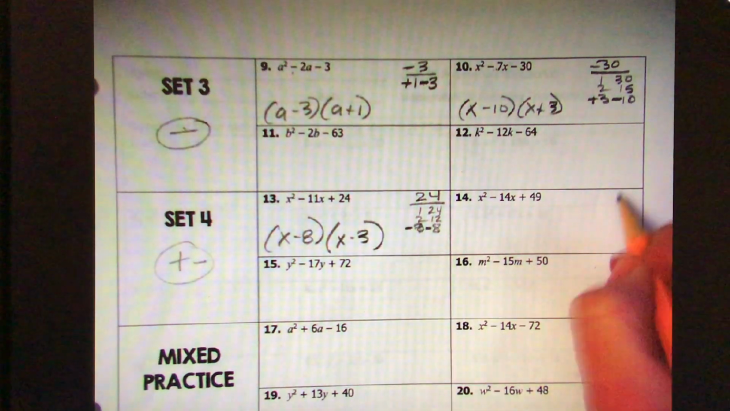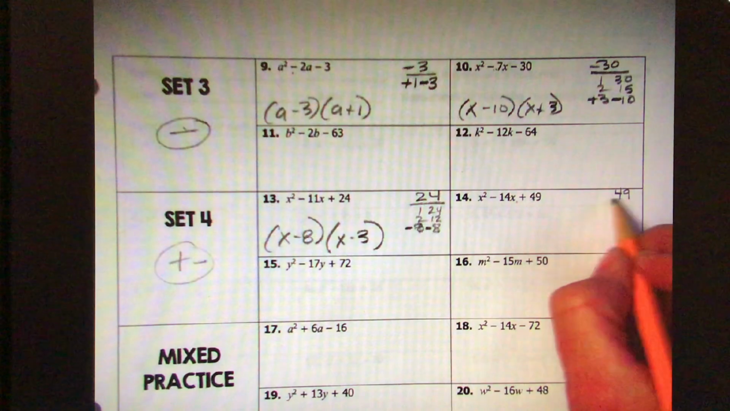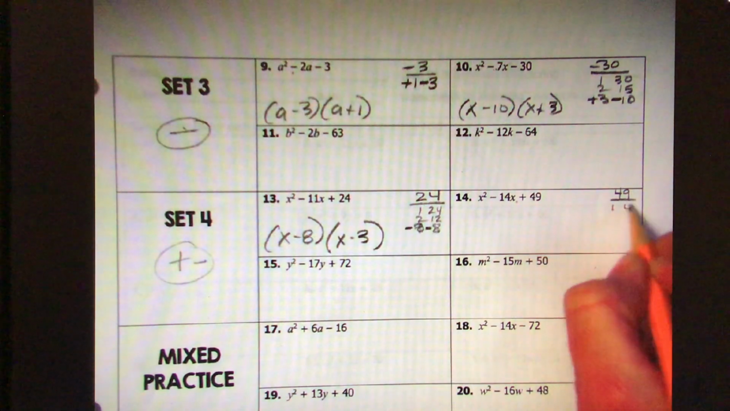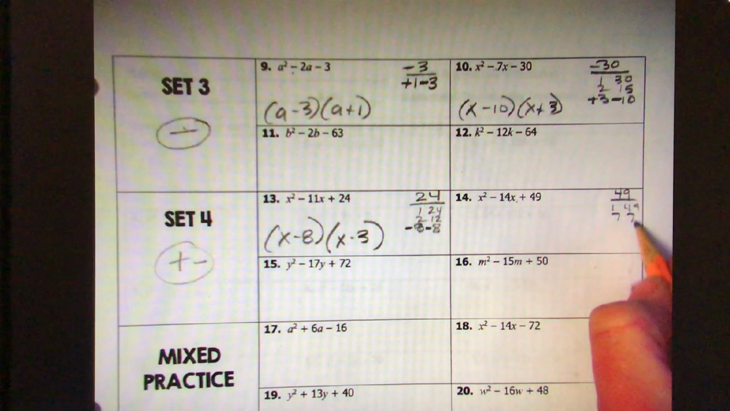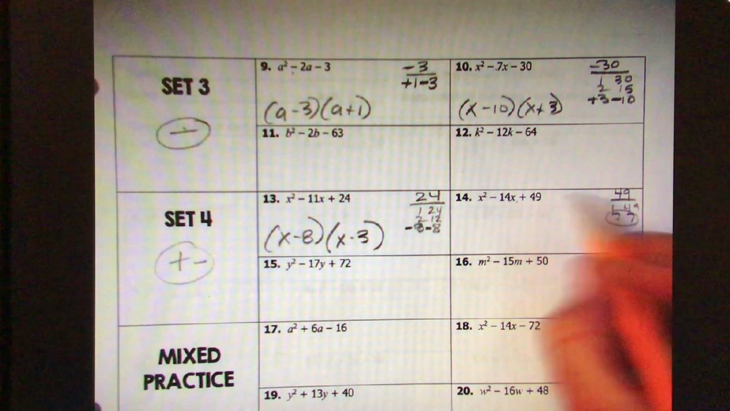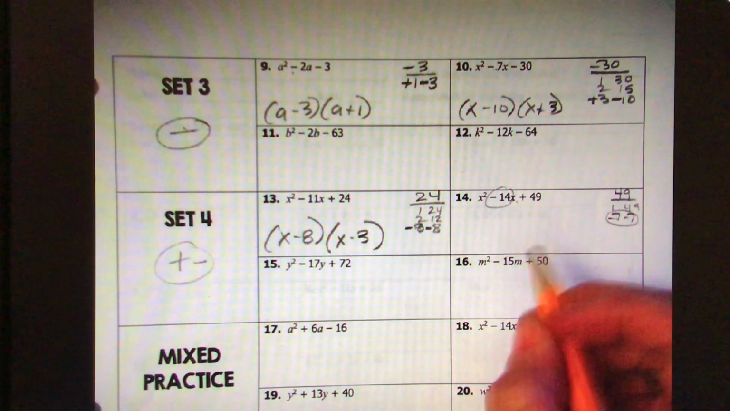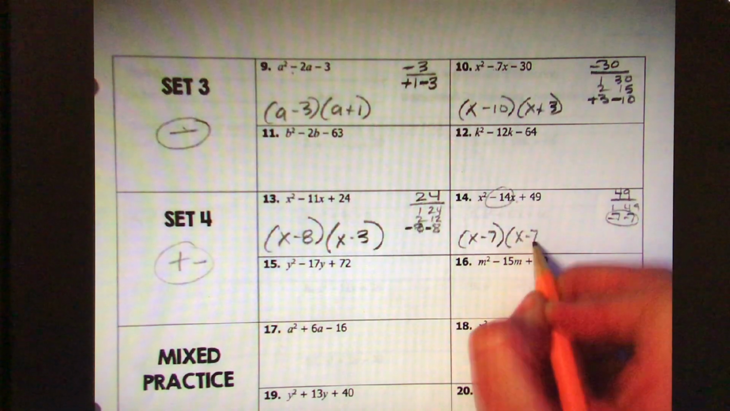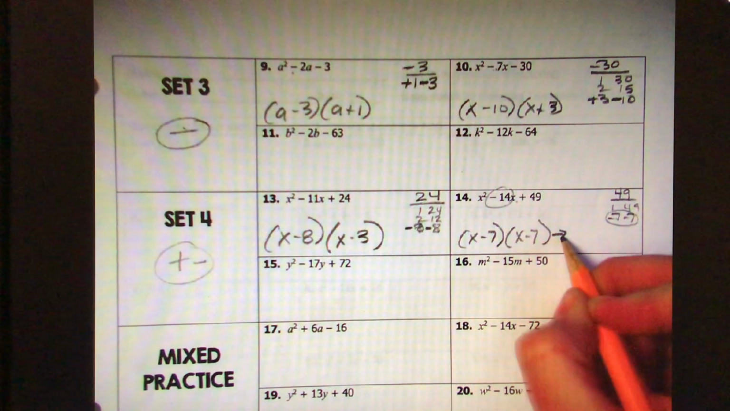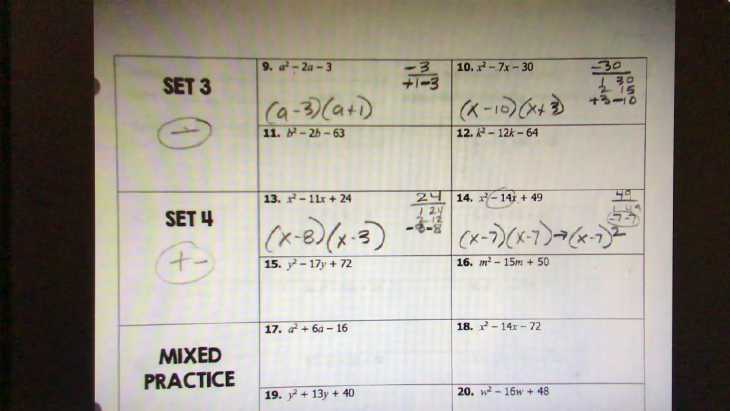Let's do one more. Oh, I think I already know because 49 is a beautiful square number. And I could list 1 and 49, but 7 and 7 I know are 14. And if I add these together to get a negative inner term or that linear term, then they both have to be negative. So this is going to end up being x minus 7, x minus 7, which yields in this thing squared, right?